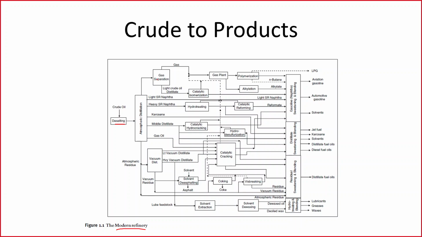So the gas goes to the gas separation. We have these gas plants where they can also make LPG, whatnot. And then we have the light SR, which is straight run naphtha, so it's light naphtha, heavy naphtha. I don't know why they call it straight run. Maybe it's straight running from the atmospheric distillation unit. And then heavier than the naphtha is the kerosene.